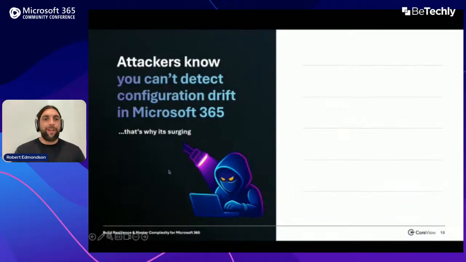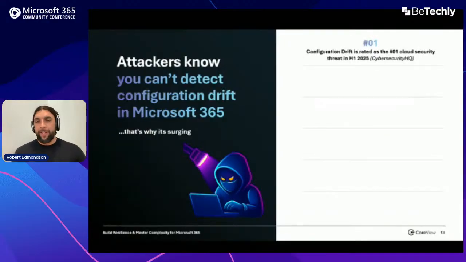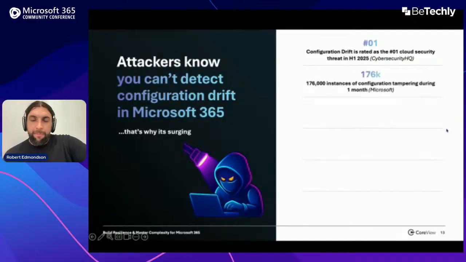In terms of the configuration tampering thing, by the way, this is so common. I know I mentioned it a moment ago, but let me just give you some of the data as well as the anecdotes that I shared with you. This is from Cybersecurity HQ in the first half of 2025. Configuration drift and tampering was rated as the number one cloud security threat. Microsoft themselves in May of 2024, I think it's 2024, it might have been 2025, they detected 176,000 instances of configuration tampering in just one month.